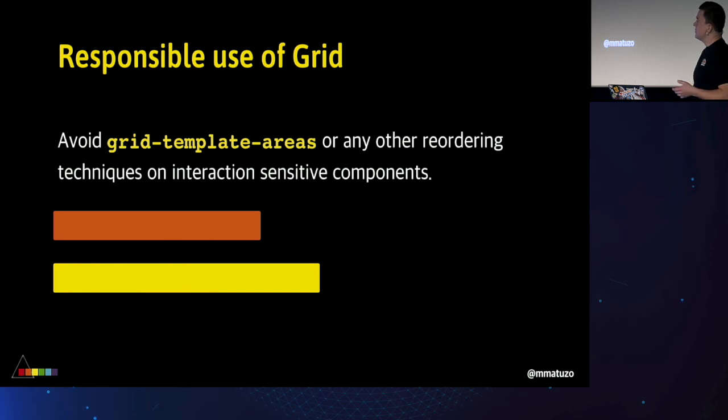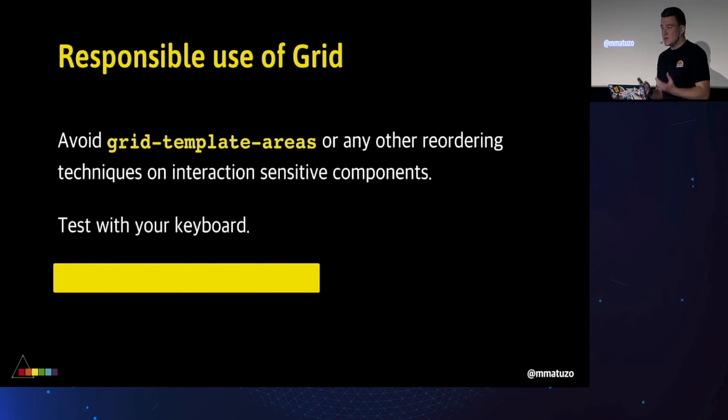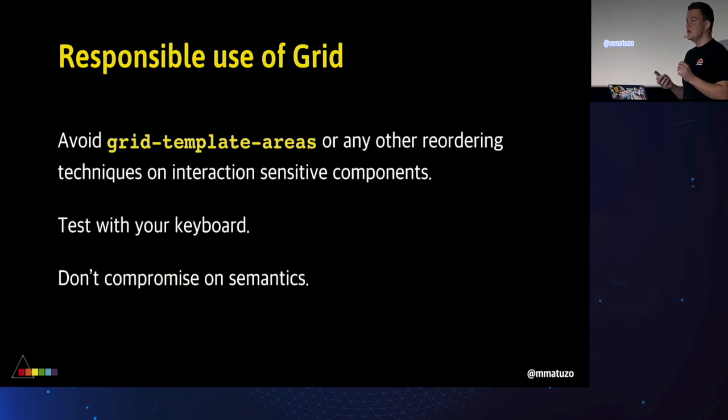So if you use properties like grid-template-areas, don't use them on very interaction-sensitive components. Test with your keyboard and test on different sizes. If you use the keyboard just to test order, you will encounter a lot of things that might be bad for accessibility. So testing with the keyboard is always a good thing. Don't compromise on semantics. If you see yourself changing or flattening document structure or compromising on semantics just in order to be able to use Grid, don't use Grid.